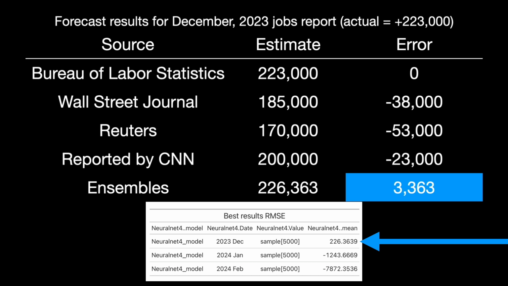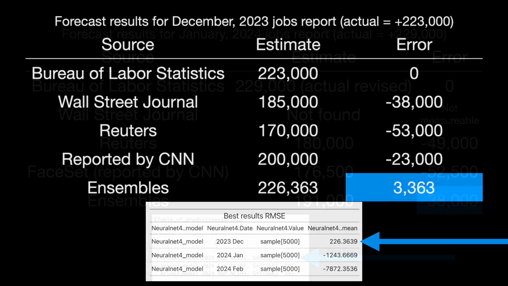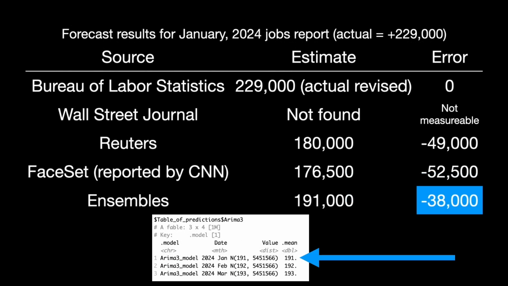Reported by CNN was 200,000, and the Ensembles package, like you just saw, was doing 226,363. Out of the 4, the Ensembles package, the forecasting function, was the closest by a mile. Okay, so we got lucky once. Can we do it again? So let's set all this stuff up, and let's see what we can do for January. There's a good question. So let's take a look at January.